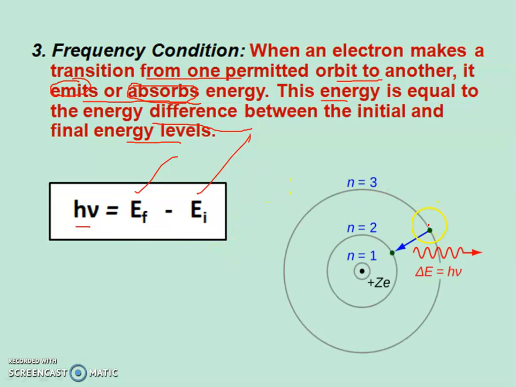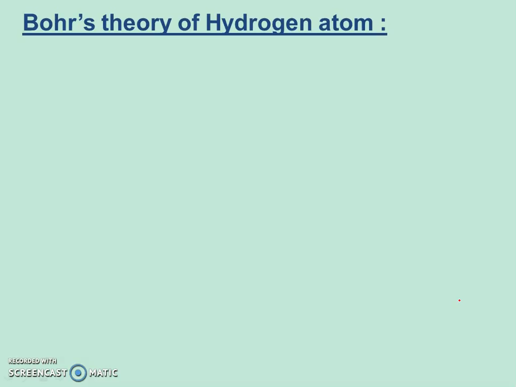For example, this electron is jumping from third to second, right? It means E3 minus E2 is equal to h nu, right? So the energy of the photon will be equivalent to the difference of energy of the two levels, third and second. So it will release the energy, okay? And the energy of the photon will be h nu. So these are the postulates of Bohr's theory, and now we are discussing Bohr's theory of the hydrogen atom.